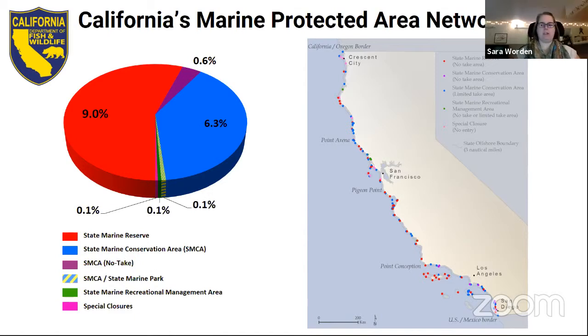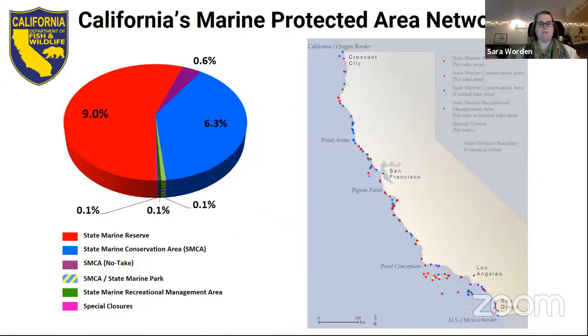My name's Sarah Warden. I'm an environmental scientist with the California Department of Fish and Wildlife, and I work on our MPA management project. We are the lead managing agency for the MPA network here in California.